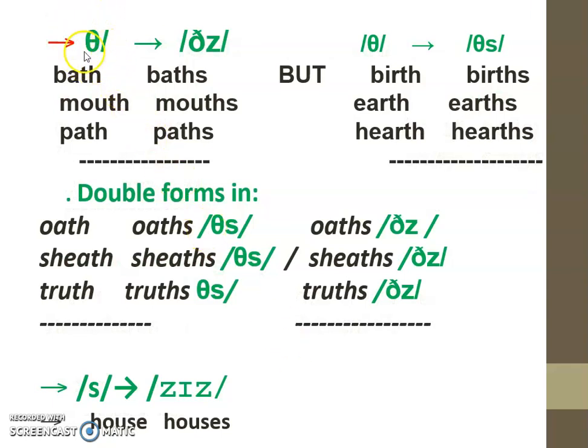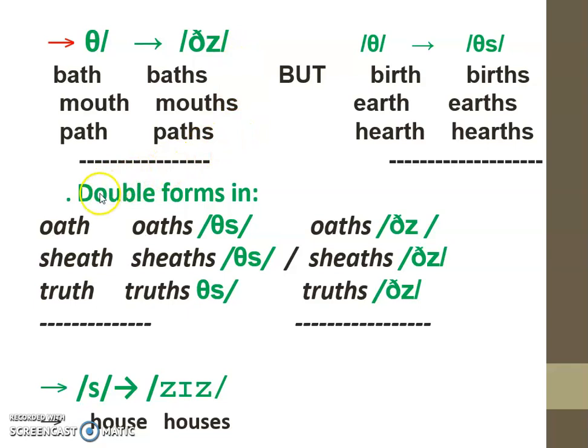Also, the voiceless fricative changes to the voiced th and then z. Bath, baths. Mouth, mouths. Path, paths. But we say birth, births. Earth, earths. Hearth, hearths. So no change there. So not always does the th change.